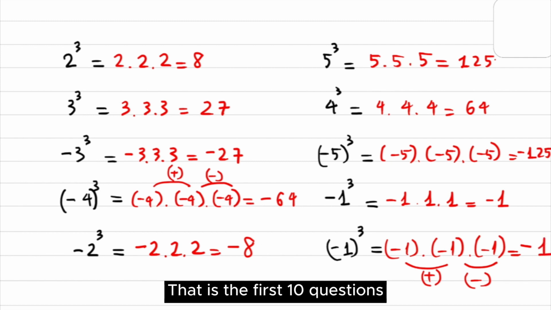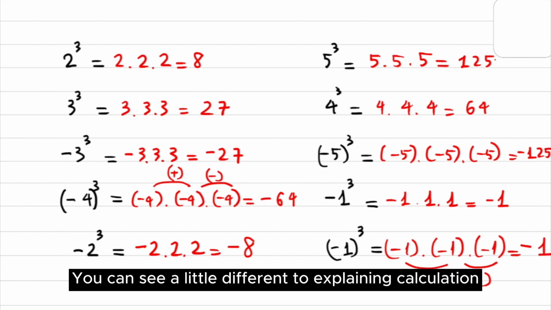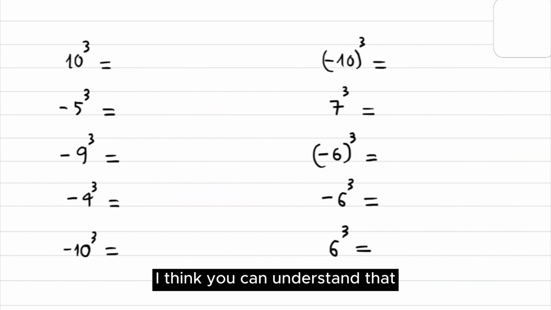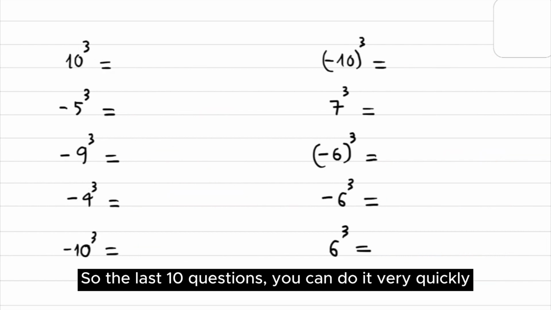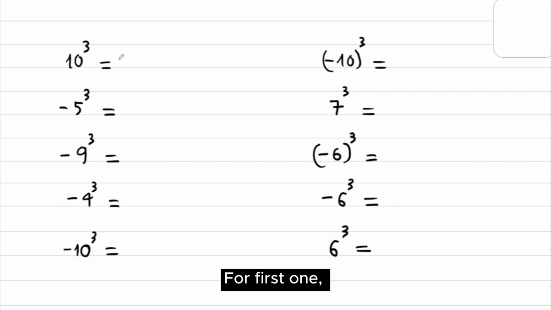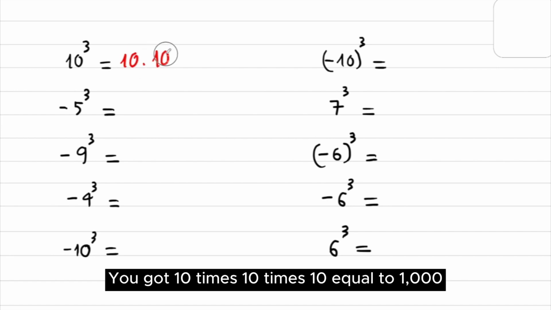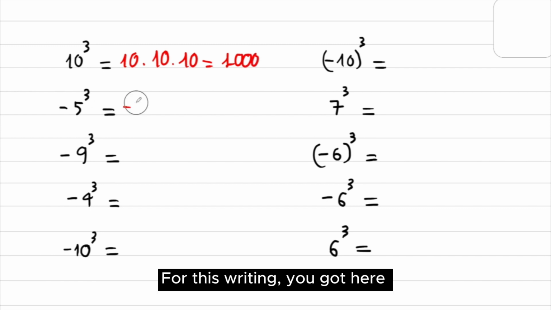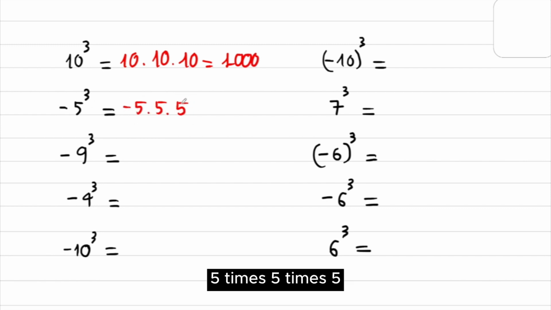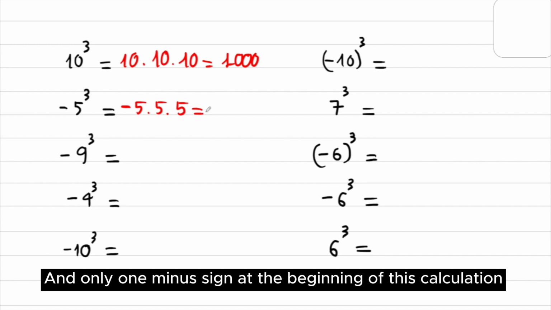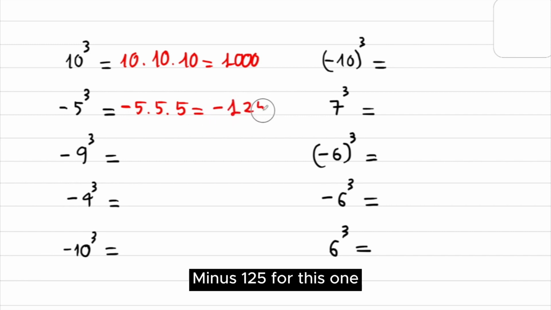That is the first 10 questions. And you can see a little difference in explaining the calculation. I think you can understand that. Okay, so the last 10 questions, you can do very quickly. For the first one, you got 10 times 10 times 10 equal to 1000. For this writing, you got here 5 times 5 times 5 and only one minus sign at the beginning of this calculation. Minus 125.